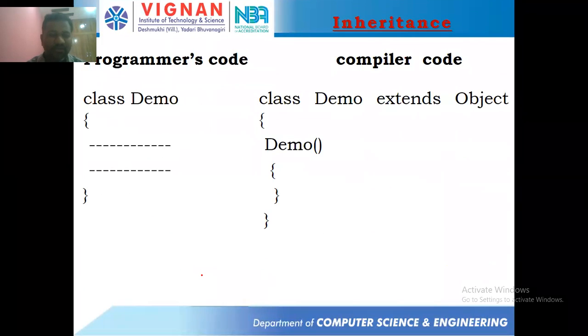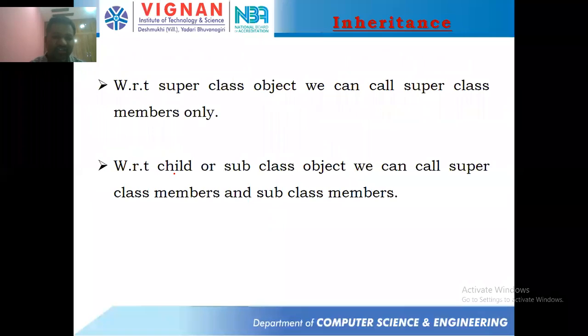Okay. So when you write a class like this, class Demo, automatically the compiler is going to generate this kind of thing. If there is no constructor, then the compiler is going to generate the default constructor. If there is any constructor, then the Java compiler is not going to generate any constructor.